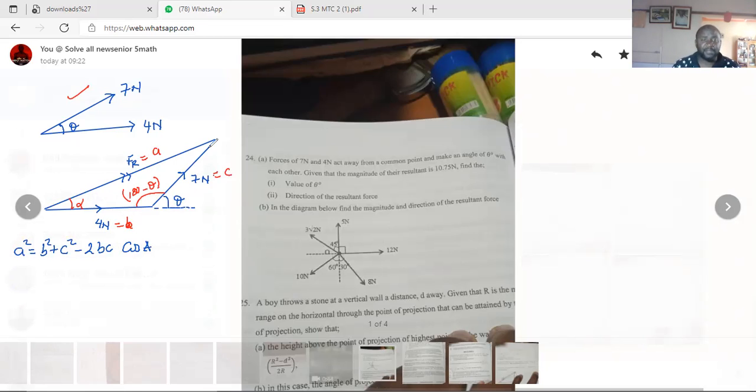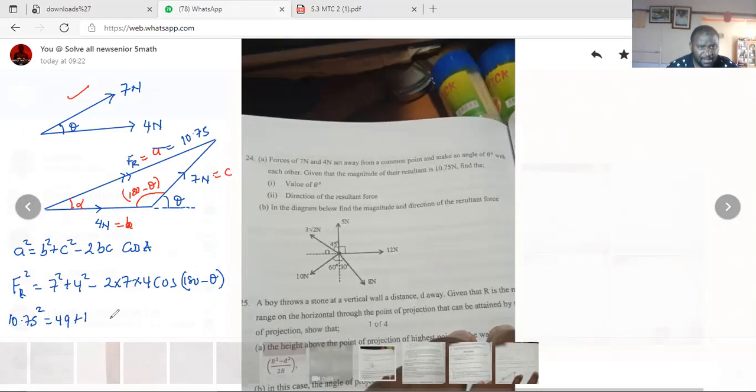Then we shall have to substitute. When you substitute, this is what is going to happen. You're going to have the resultant FR squared is equal to 7 squared plus 4 squared minus 2 times 7 times 4 cosine of what angle? 180 minus theta. But FR has been given as 10.75. So substituting, we shall have 10.75 squared is equal to 49 plus 16 minus 28 times 2 is 56. Cos of 180 minus an angle is negative cos of that angle.